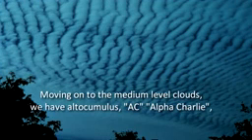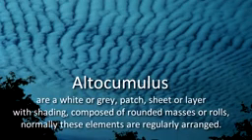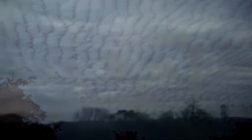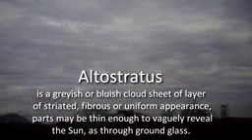Moving on to the medium-level clouds, we have altocumulus, AC, Alpha Charlie, and altostratus, AS, Alpha Sierra. Altocumulus are a white or grey patch, sheet or layer with shading, composed of rounded masses or rolls. Normally, these elements are regularly arranged. Altostratus is a greyish or bluish cloud sheet or layer, striated, fibrous or uniform in appearance. Parts may be thin enough to vaguely reveal the sun as though through ground glass.